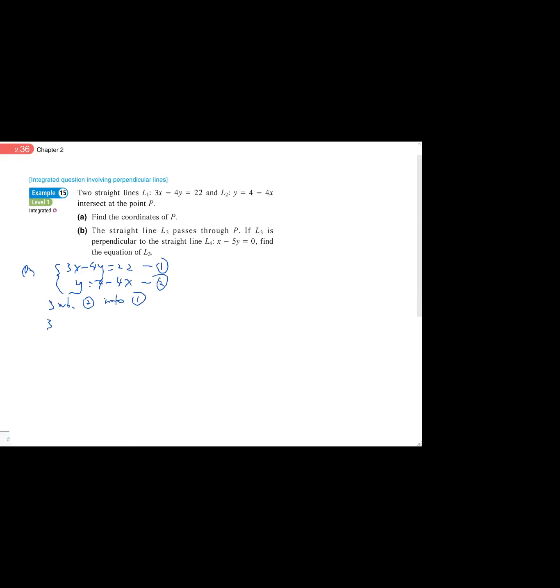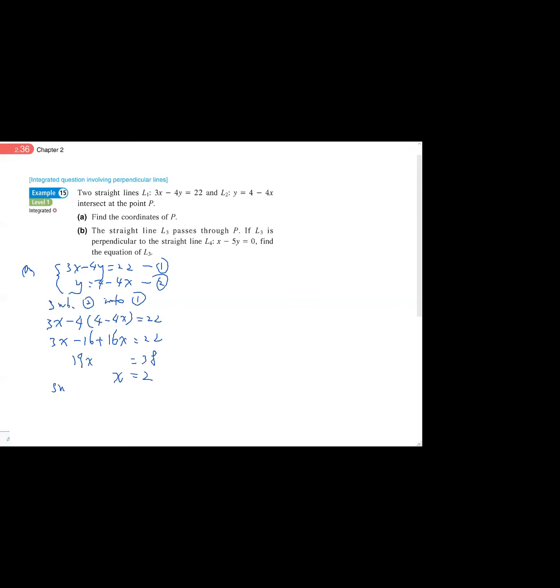So it becomes 3x minus 4 times (4 minus 4x) is equal to 22. Okay, and then remove the brackets: minus 16 plus 16x equals 22. And then we will have 19x equals 38, which means that x is equal to 2. Okay, so the x-coordinate of point P is equal to 2. But we also need to find the y-coordinate.